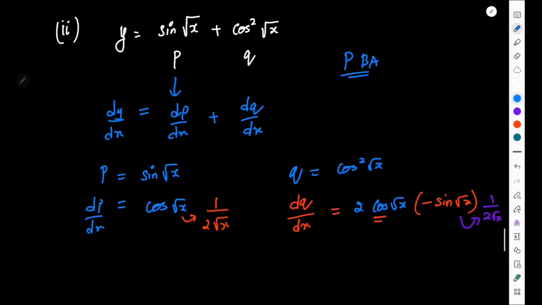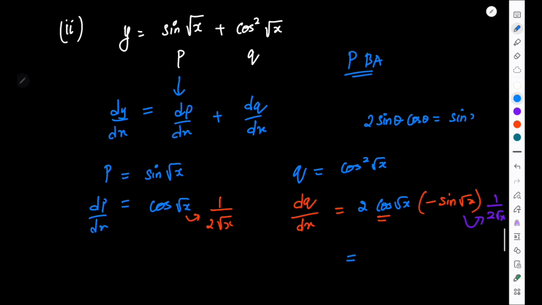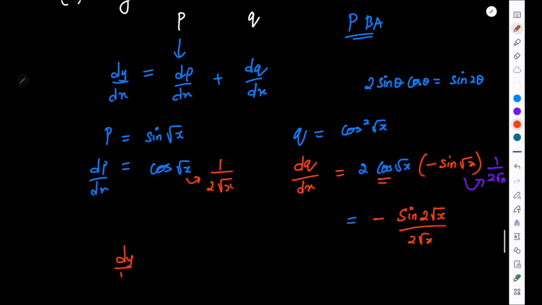So now what you will get is, see, 2 sine theta cos theta, you can write it as sine 2 theta. So you can see in the numerator you have 2 cos theta and sine theta. So we will take the minus out. Okay, minus out. So the entire thing would be sine 2 root x divided by 2 root x, right? So now you have to simply add: dy by dx is equal to cos root x minus sine 2 root x divided by 2 root x.